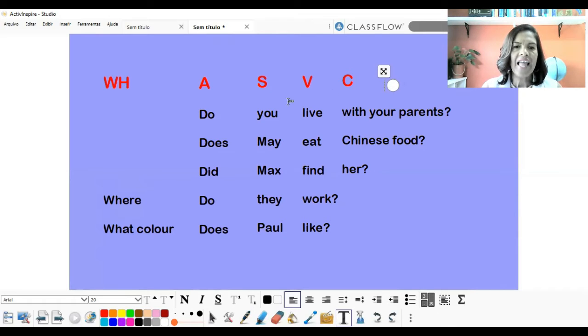Remembering that yes or no questions have a rising intonation at the end, ok? Então, ao final, você vai subir o tom da sua voz. A intonation, né? A entonação, ela sobe. Do you live with your parents? Let's repeat. Do you live with your parents? Okay? In the same way, I have 3 yes or no questions. Does May eat Chinese food?